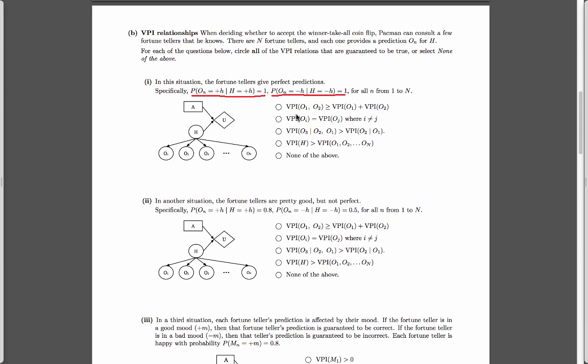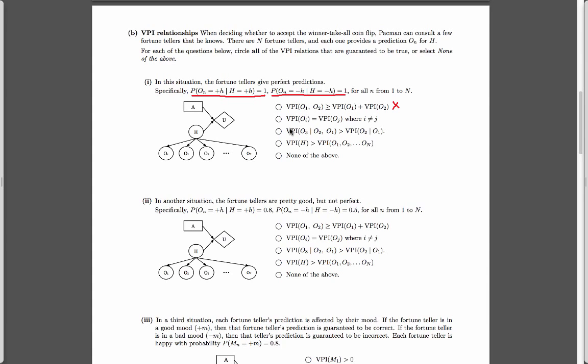So in this case, VPI of O1 and O2 is actually equal to VPI of O1 and also equal to VPI of O2. So in this case, the right side of the equation is actually equal to double the left side of the equation. It's actually greater than the left side of the equation. So this statement is false.